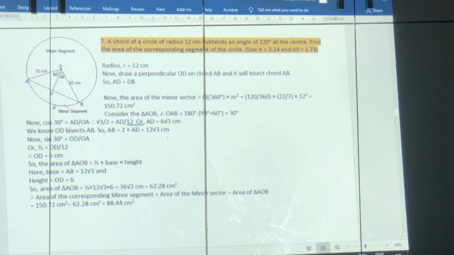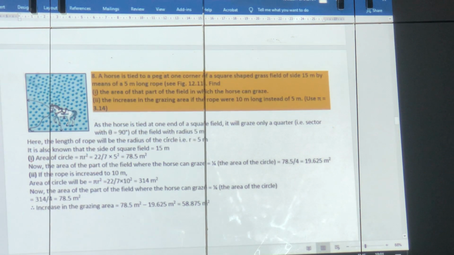Now this is again a similar type of sum. Chord is there, angle is there, radius is given. Find the area of the chord. Again, my friends, we have already done this sum. We have to find the area of the triangle, we have to find the area of the sector, and we have to subtract. Same sum, numbers are different. Absolutely same sum. Okay, no new trick.